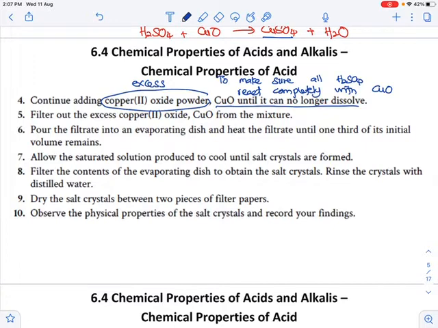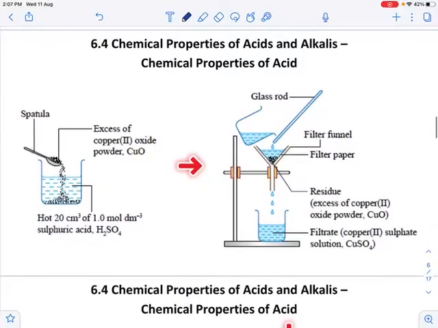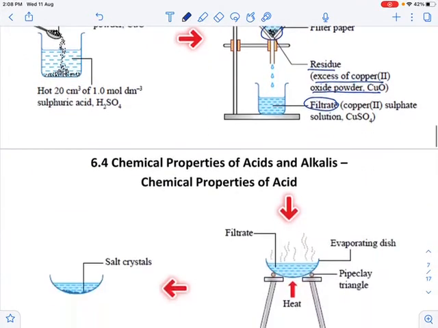Number 5, filter out the excess copper(II) oxide from the mixture. So you can look here in the diagram. The black color is the residue, which is the excess copper(II) oxide. And then the filtrate is a copper(II) sulfate solution. Then take the filtrate and put it into an evaporating dish.